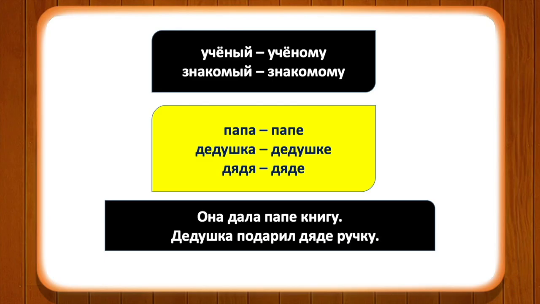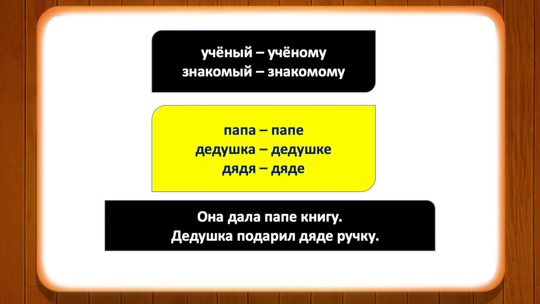As we know, all these three different words belong to the masculine gender only. However, the endings of these nouns resemble the endings of the feminine gender, but they are nouns of masculine gender. So they should change into папе, дедушке and дяде.